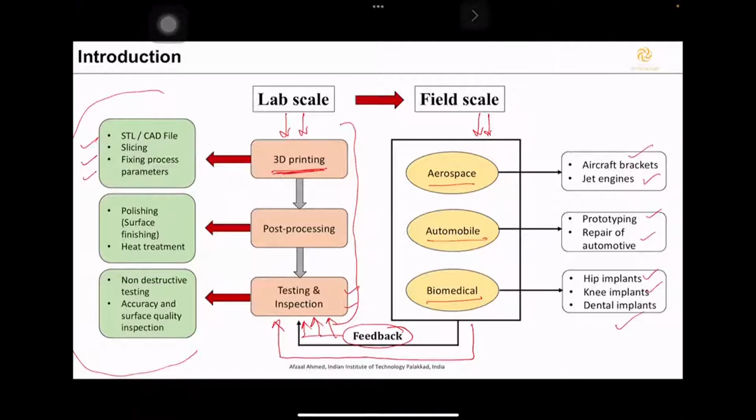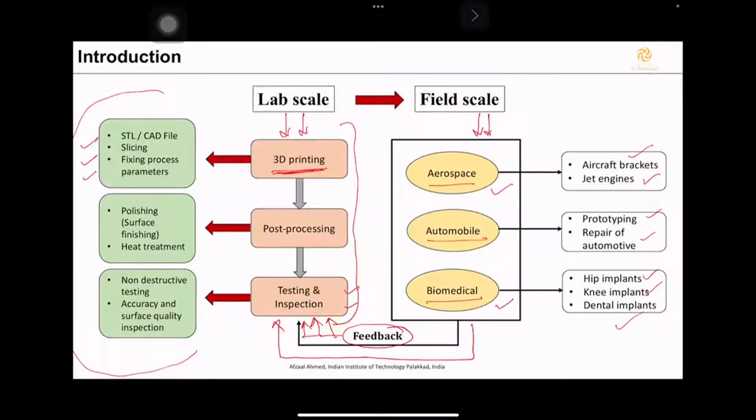So we can see that different industries will come up with different feedback. A biomedical industry will come up with a different feedback, aerospace industry will come up with a different feedback. But on the lab scale, we have to take those suggestions and feedback from them, and again start working on removing those defects, or removing those anomalies, or removing those problems and issues faced at the field scale.